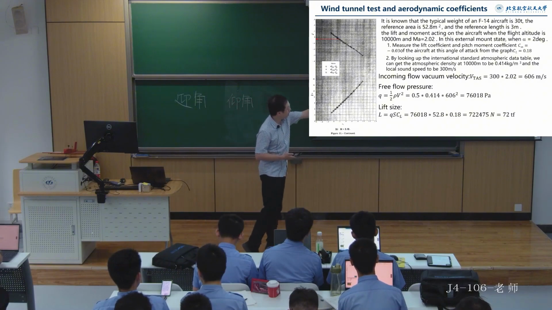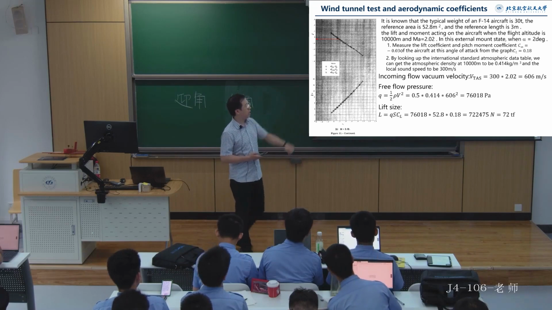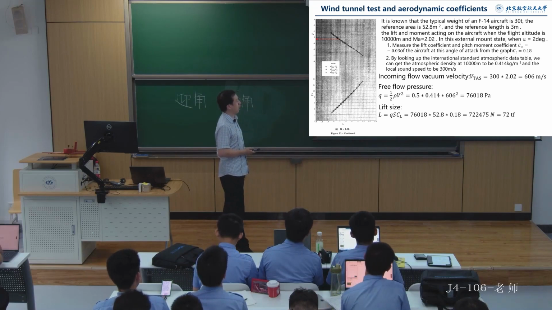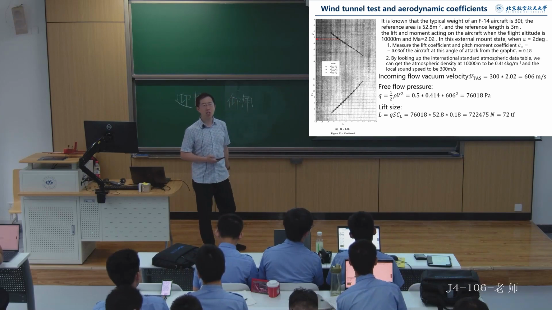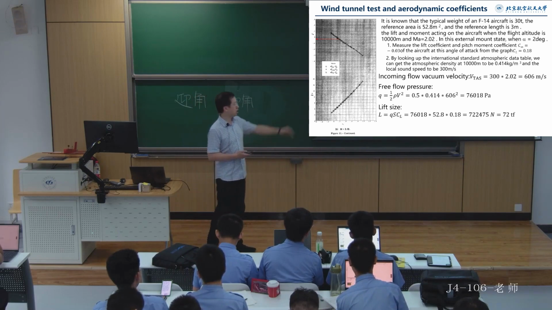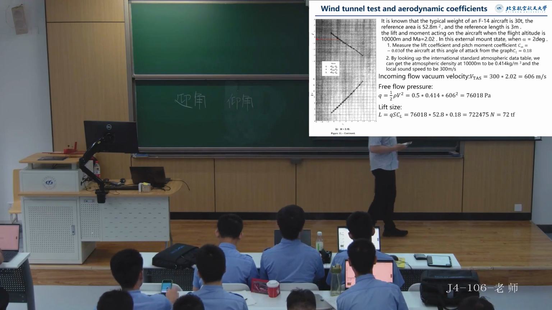After calculating 7618 pascals, we use one half times rho V squared times the area S, and then multiply by the lift coefficient to obtain the aerodynamic force on the aircraft at this moment. It should be 722,475 newtons.